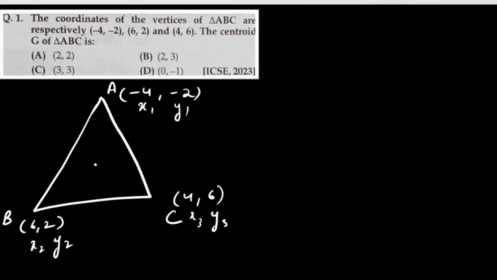So the coordinates of the centroid, we can write as x, y, and we have a direct formula regarding the coordinates of the centroid. We know the formula. So what's the formula of the coordinates of the centroid of a triangle? Just now I have told you.